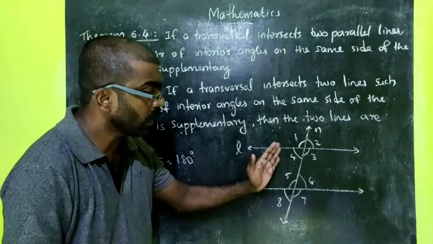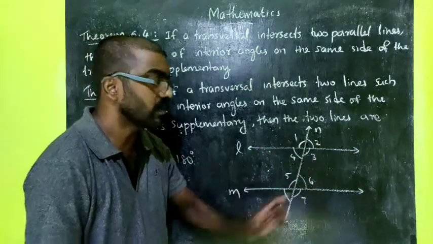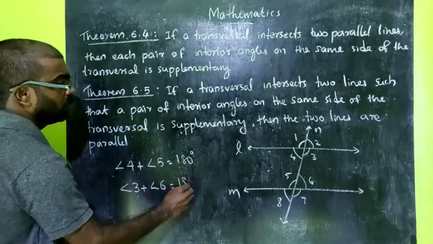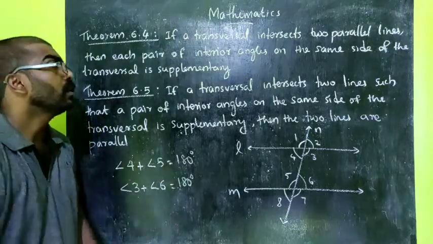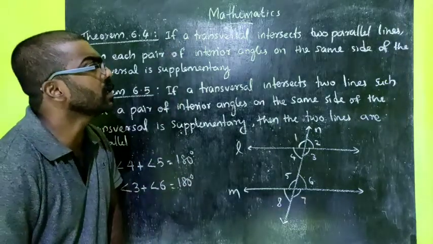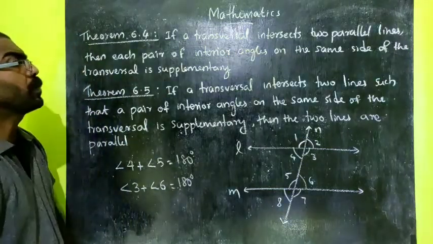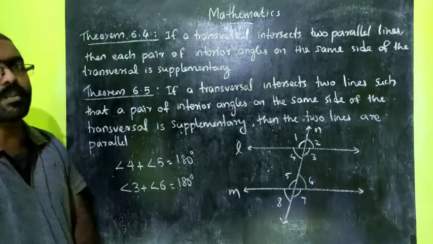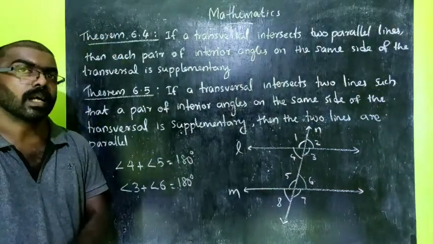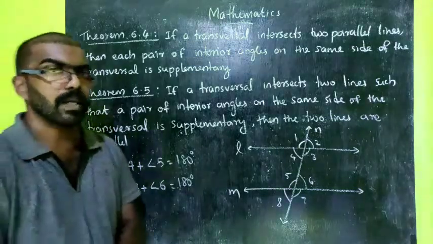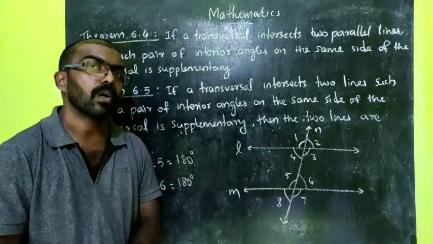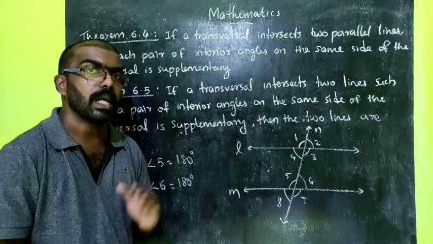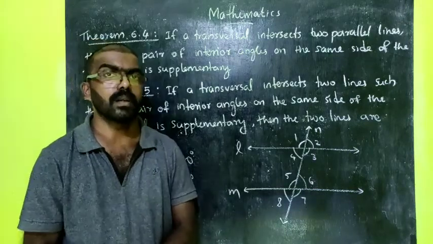And we can take the interior angles on the right side of the transversal. Here it is 3 and 6. So angle 3 plus angle 6 will be equal to 180 degrees. Clear? I repeat, if a transversal intersects two parallel lines, then each pair of interior angles on the same side of the transversal is supplementary. Interior angles on the same side of the transversal are otherwise called what? Allied angles, co-interior angles, consecutive interior angles. These are different names for interior angles on the same side of the transversal.